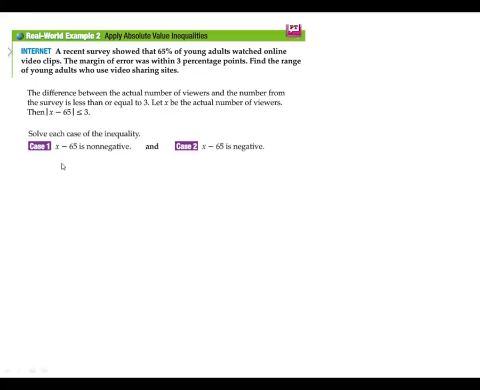So you solve each case. x minus 65 is non-negative, so x minus 65 is less than or equal to 3. And x minus 65 is greater than or equal to -3. Remember, when you take the negative case, you have to flip the symbol. So add 65 to both sides in both cases, and you get x is less than or equal to 68, and x is greater than or equal to 62. So the range of young adults who use video sharing sites is from 62 to 68%, is another way to say that one. Okay? All right, go ahead and read this one and hit play when you're ready.